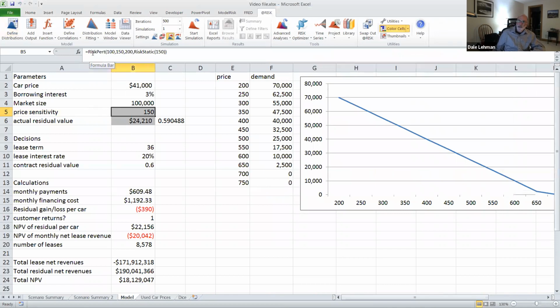Notice what the formula looks like. Risk, because it's one of the @RISK functions. It's a PERT distribution. It has three parameters. What is the minimum, the most likely, the maximum, and the static value that I want to appear in this cell right now is 150.